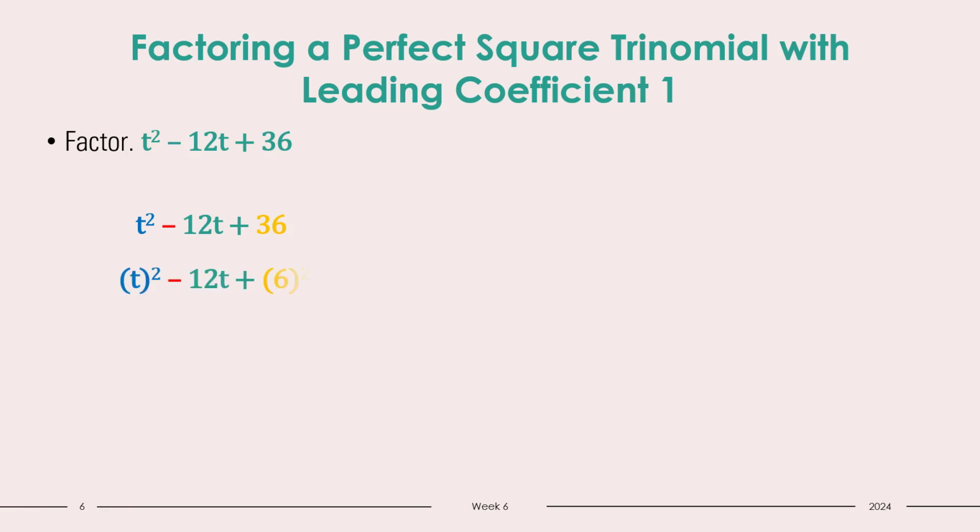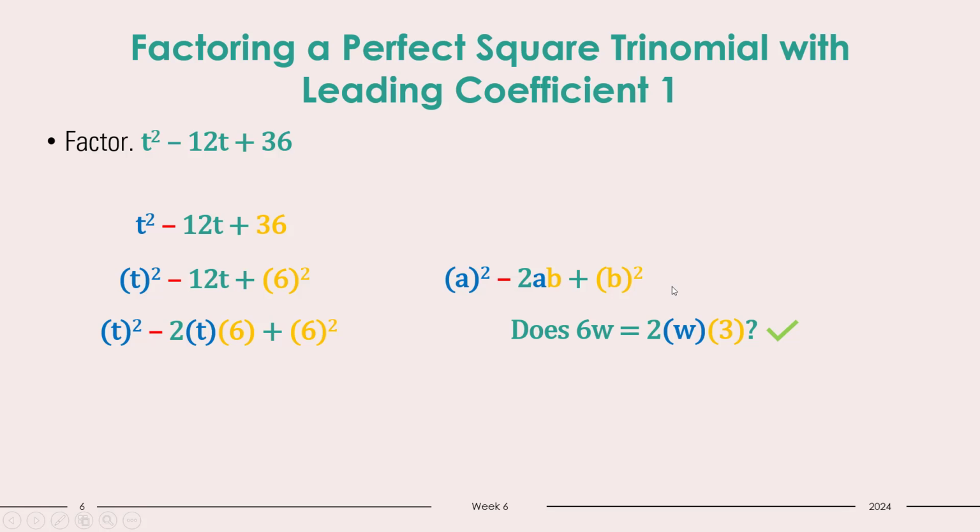So I need to know, is my middle term 2 times t times 6? Okay, that's what I need it to be. I forgot to change that part. But yeah, is it 2 times t times 6? And it is. 2 times t times 6 is 12t. So it fits the pattern. Our rule this time, though, is that it's going to be a minus b. Since I've got the minus right here, it's going to be a minus b. So when I factor this, we get t minus 6 squared.